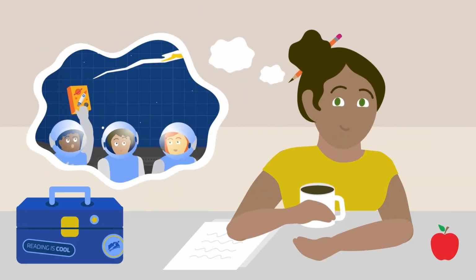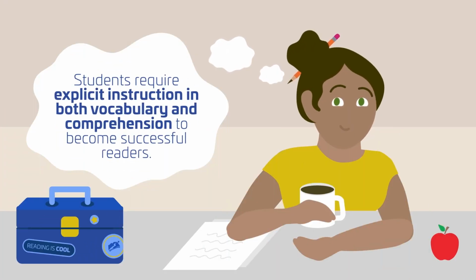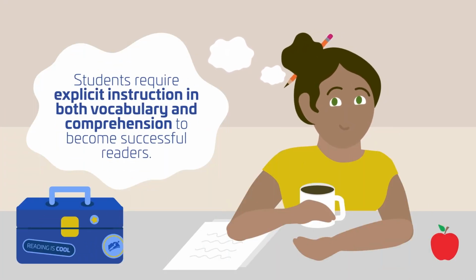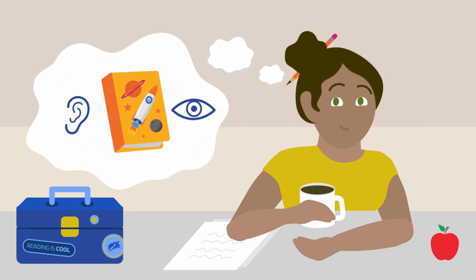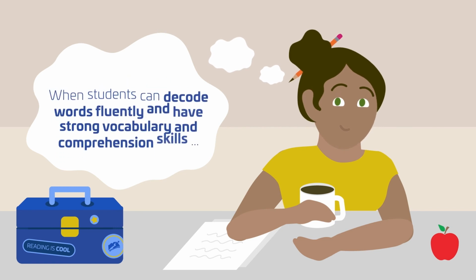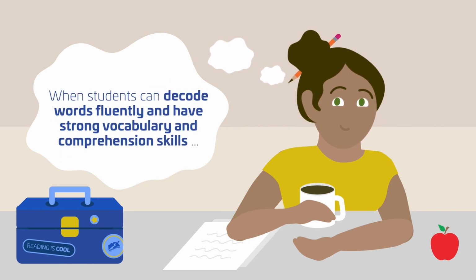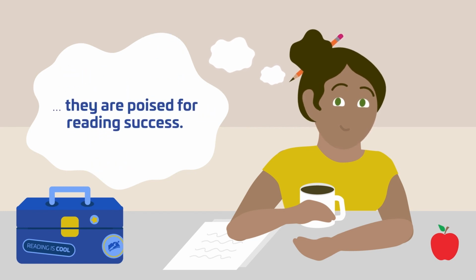Teaching reading really is rocket science. Students require explicit instruction in both vocabulary and comprehension to become successful readers. Both vocabulary and comprehension strategies help students understand and make meaning of the text they are listening to or reading. When students can decode words fluently and have strong vocabulary and comprehension skills, they are poised for reading success.